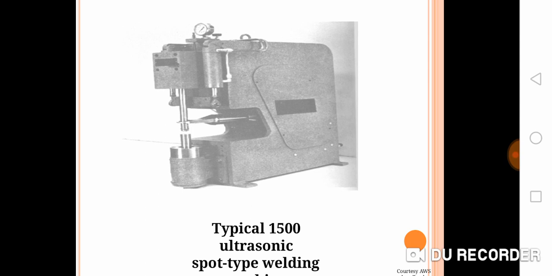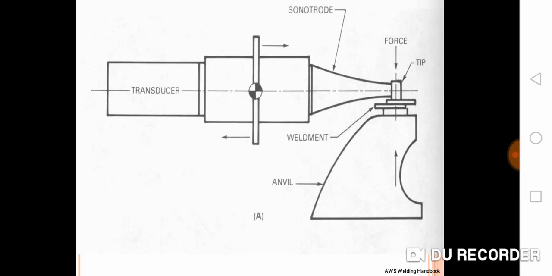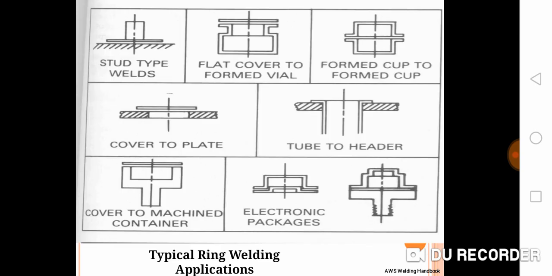You can see the transducer, sonotrode and anvil clearly on this, how the workpiece is placed and how the sonotrode vibrates. That will be more clear from this picture. This is a typical machine. Again, this is another schematic diagram for the spot welding machine.